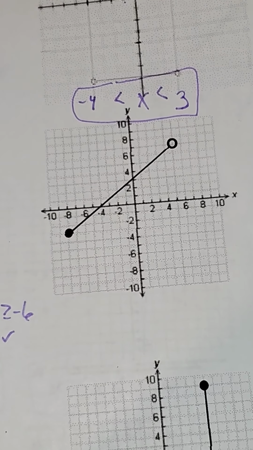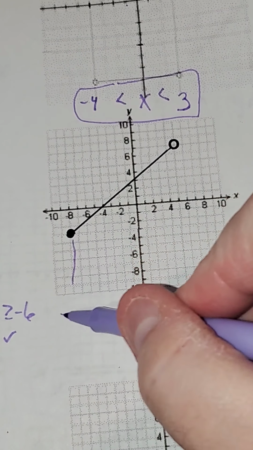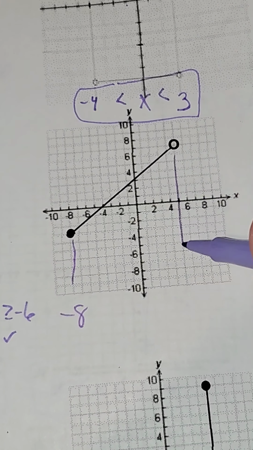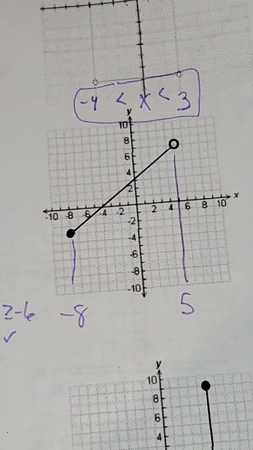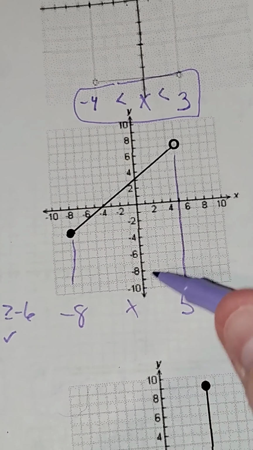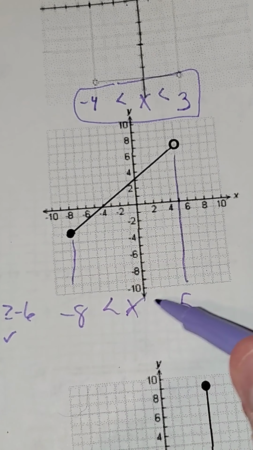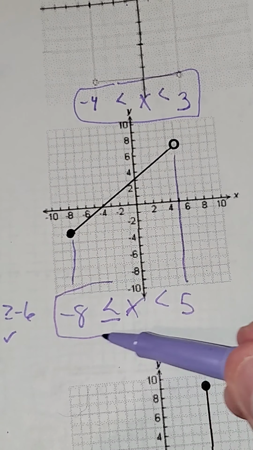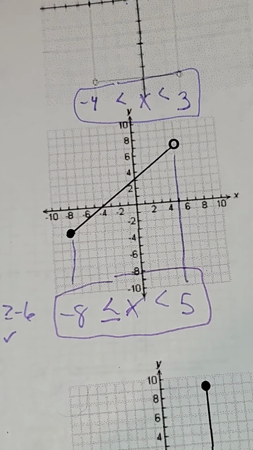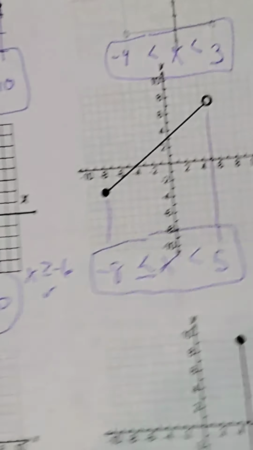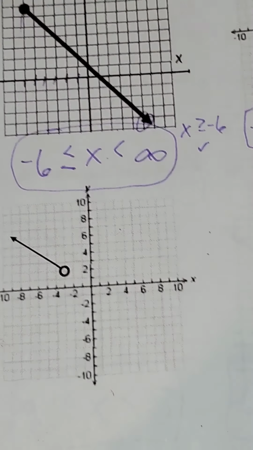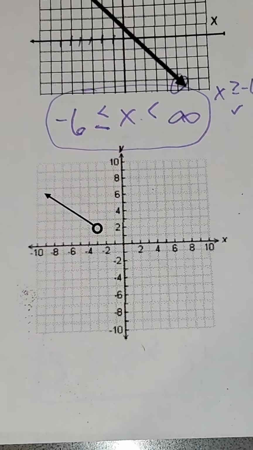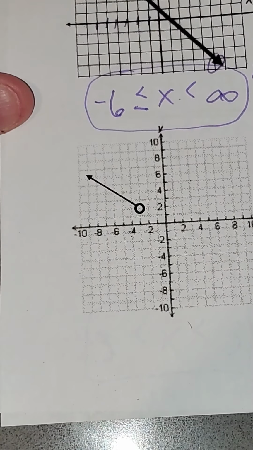Okay. On this one here, we are running from -8 to +5. Dealing with X's because it's domain. Both arrows point left. The -8 has a solid dot. The +5 does not. There is your final answer. Again, remember, you can pause this video whenever you need to while you're checking things out, okay?